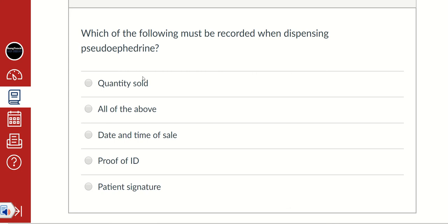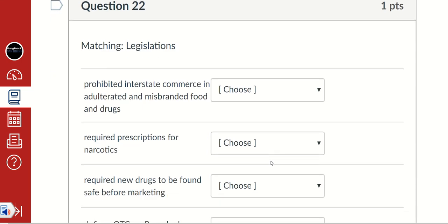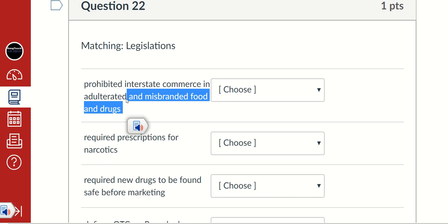Team, I thought so. Which of the following must be recorded when dispensing Sudafed? Everything. Yeah, everything. Your maiden name, firstborn, no meth. Ooh, that's a lot for this one. All right. Not too bad. Oh, what is adulterated? Which one's adulterated?